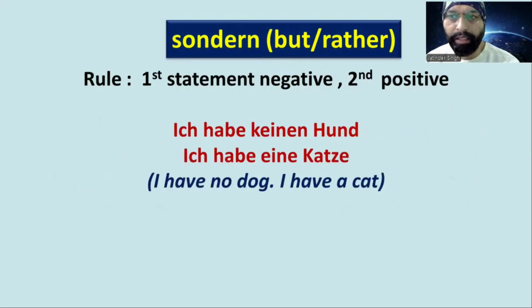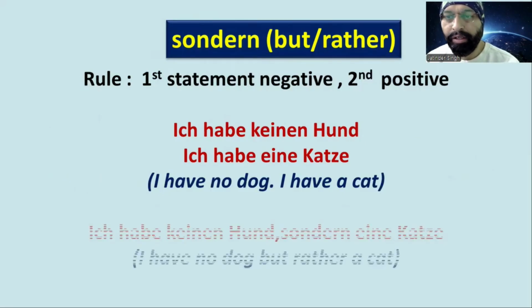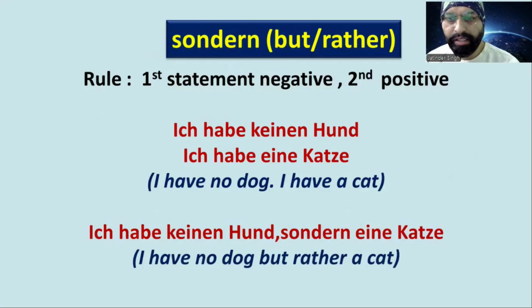Ich habe keinen Hund. Ich habe eine Katze. I have no dog. I have a cat. In the first sentence, I have mentioned that I have no dog, so it's a negative thing. And in the second sentence, I have a cat, so it is positive. When I connect these two sentences, it would be: Ich habe keinen Hund, sondern eine Katze. I have no dog, but rather a cat. In the first sentence, keinen is a negative word, and after sondern comes the positive.